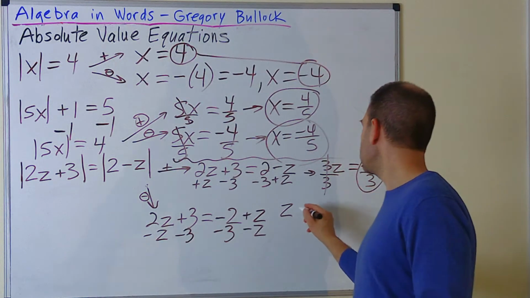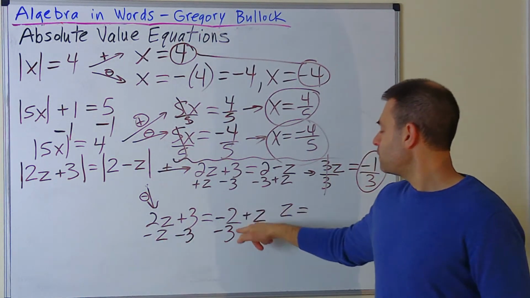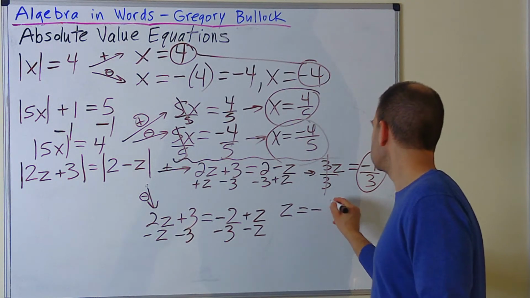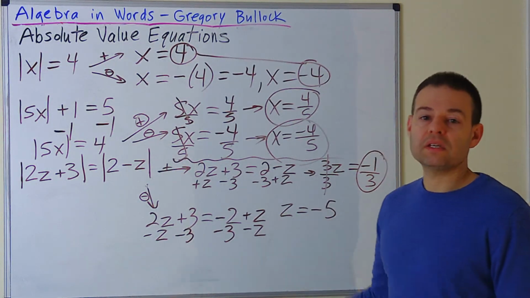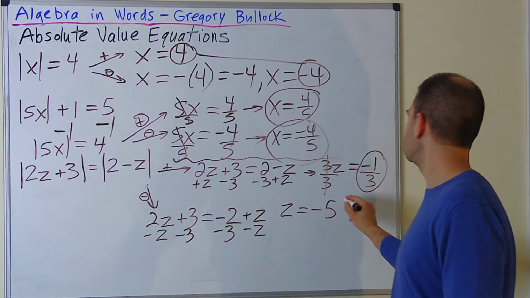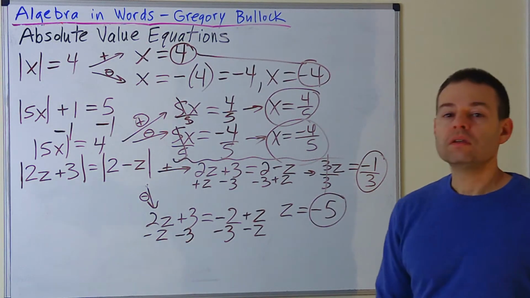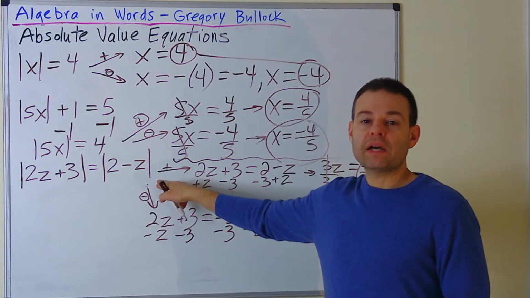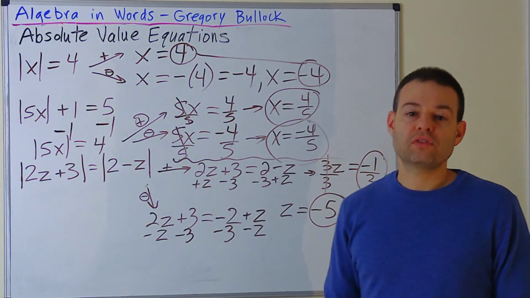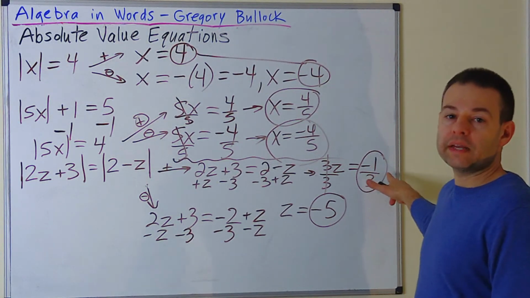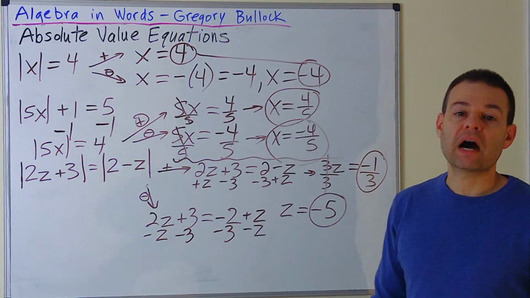That's gone. Equals negative 2 minus 3 is negative 5. And z minus z cancels to 0, so that's gone. And it's already simplified. So in summary, this absolute value equation, which involves two absolute value groups, equals negative 1/3 and negative 5.